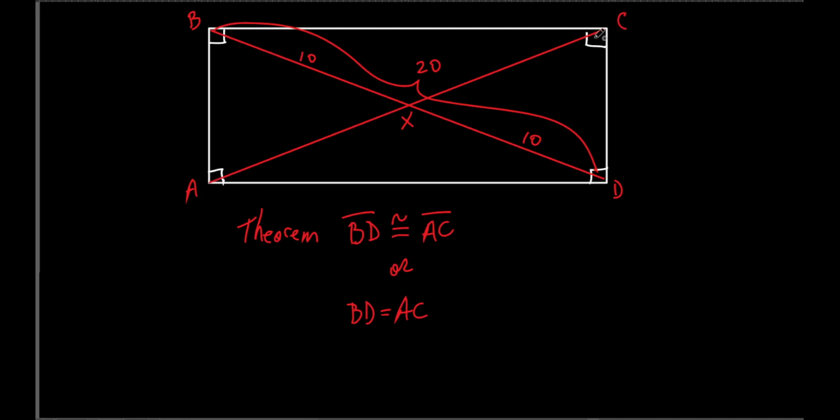But what did we say about AC? AC is also equal to what? Give me a number. AC is equal to what? 20. So that means AX has got to be 10, and CX has got to be 10. So when you have a rectangle, all four of these segments of your diagonals will always be equal to each other. Everybody see that? Yeah. All right, so that's that.